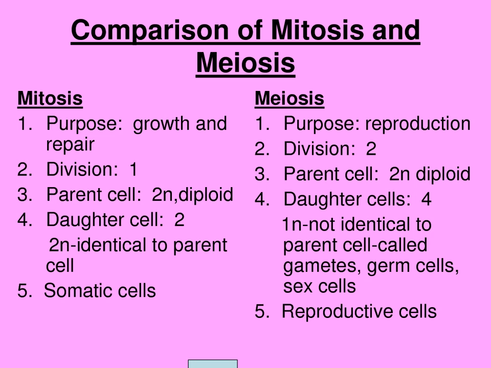The parent cell is 2N in mitosis as well as meiosis. That's what you start with, remember, the parent cell. The daughter cells, there's 2 in mitosis, but there's 4 in meiosis. And those 4 are 1N because they are sex cells. They are gametes, haploids. Whereas in mitosis, you end with 2 daughter cells, and they're identical to the parent cell. They are 2N. Mitosis cells are called somatic cells, or another word for somatic cells is body cells. And meiosis produces reproductive cells.